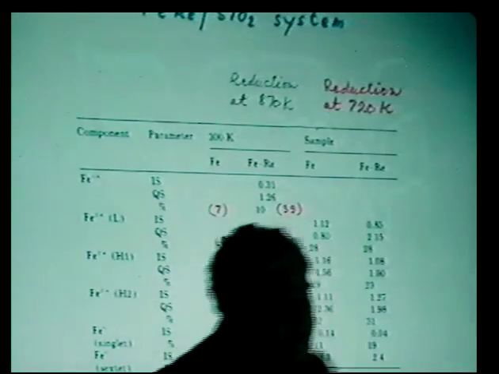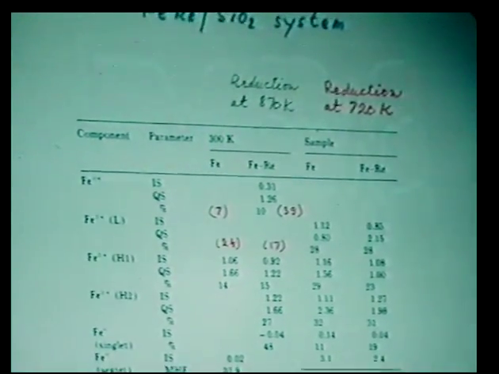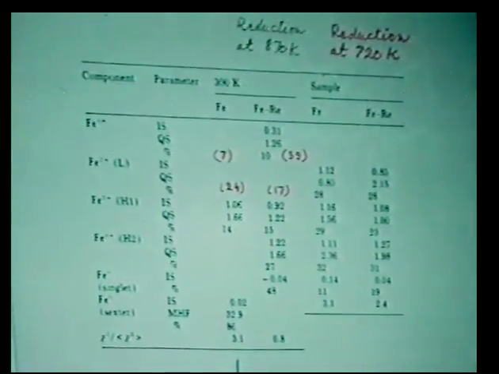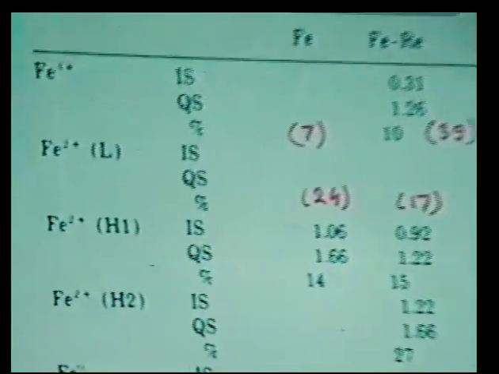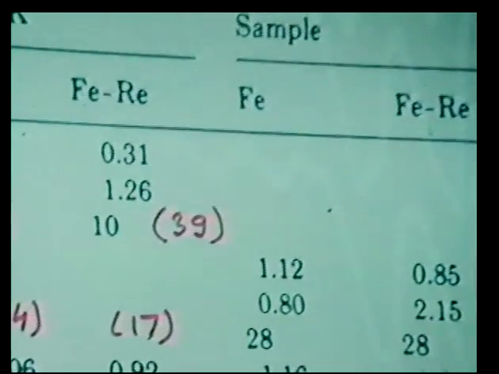Now the next way of stabilization, using a reducible oxide which has an interaction with the support itself. Now, this is why we selected iron-rhenium system on silica.